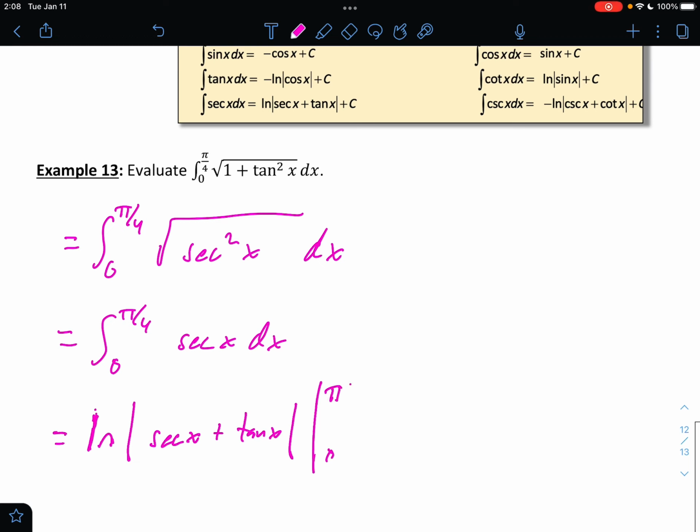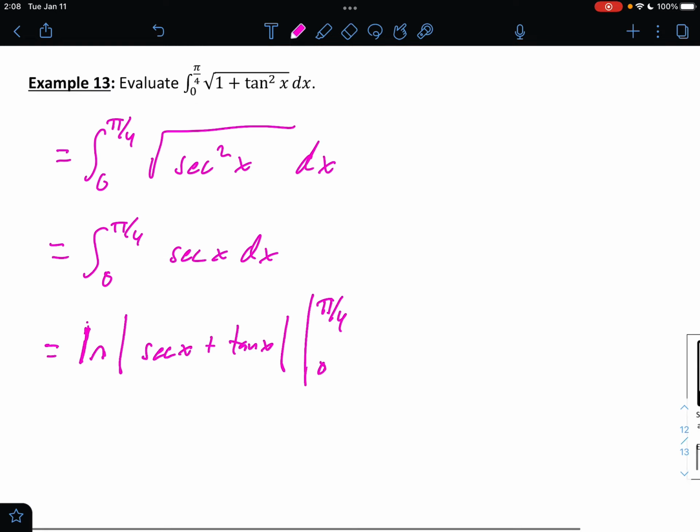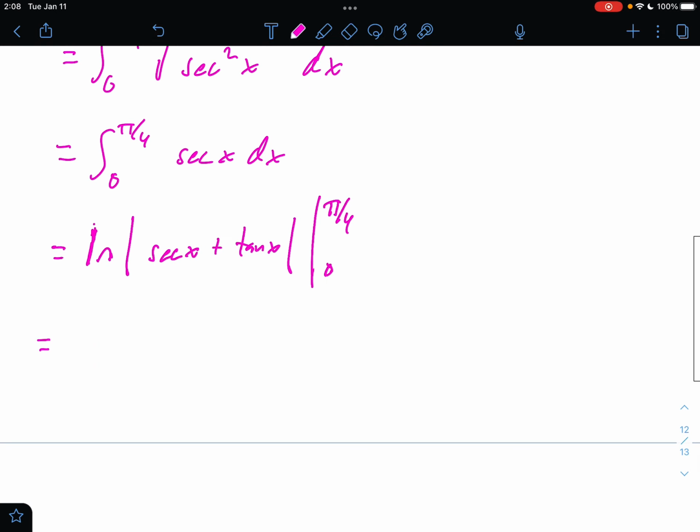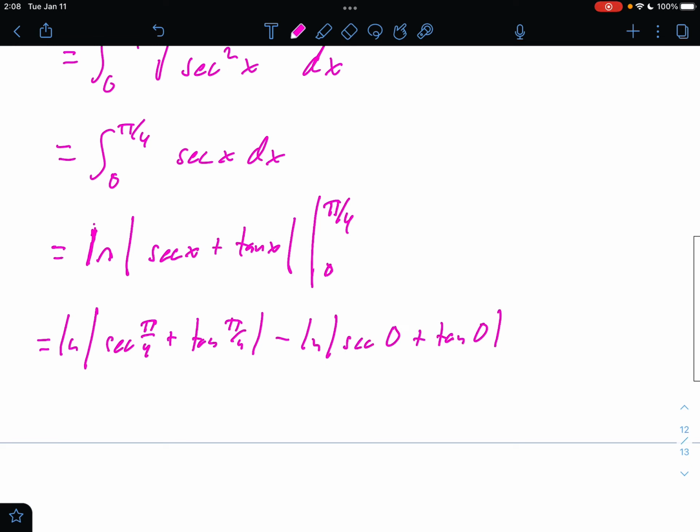from 0 to pi over 4. And now it's just a matter of knowing your unit circle. So we have natural log of secant pi over 4 plus tangent pi over 4, minus natural log of secant 0 plus tangent 0. So that's natural log. Secant of pi over 4 is root 2. Tangent of pi over 4 is 1. You don't need the absolute value bars anymore since that's positive.